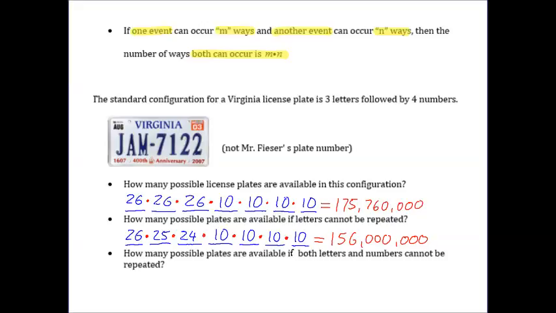Now let's see how many possible plates are available if both the letters and the numbers cannot be repeated. So for the letters, that would be just like in the example before, 26 possibilities for the first, 25 for the second, 24 for the third letter. Now our first number still has 10 possibilities, but our second only has 9. One number is already taken. The third only has 8 possibilities because 2 are already taken. And the fourth only has 7 possibilities because 3 have been taken. Now let's multiply this together.